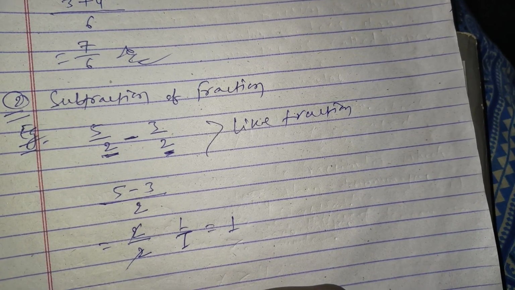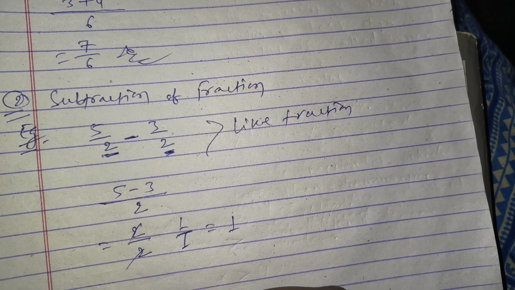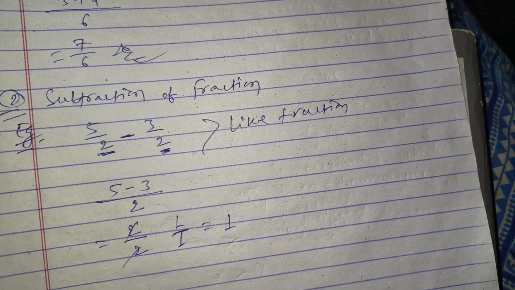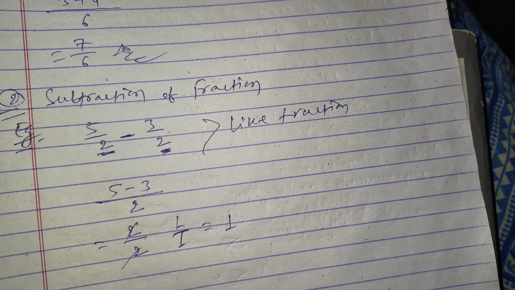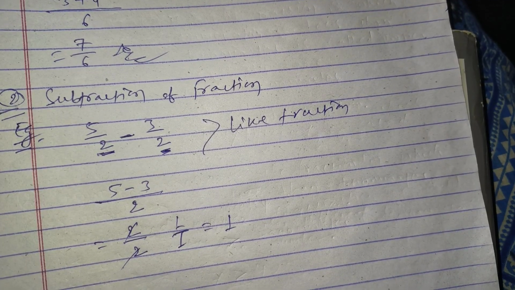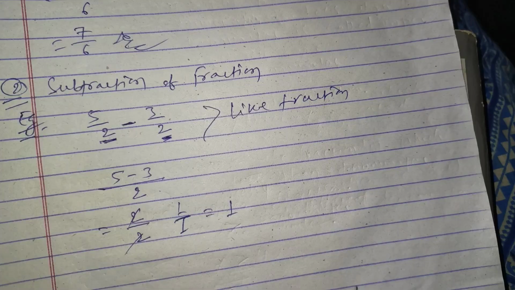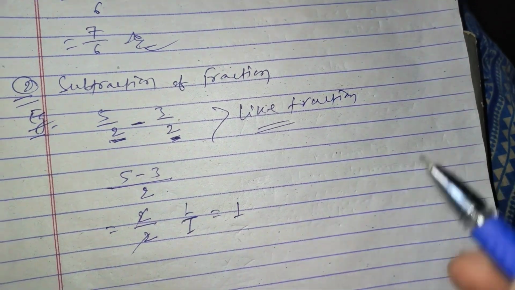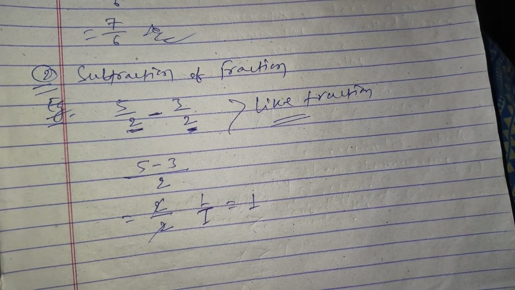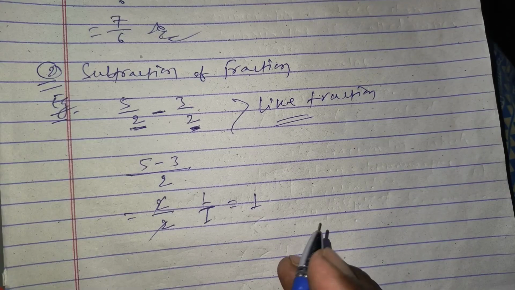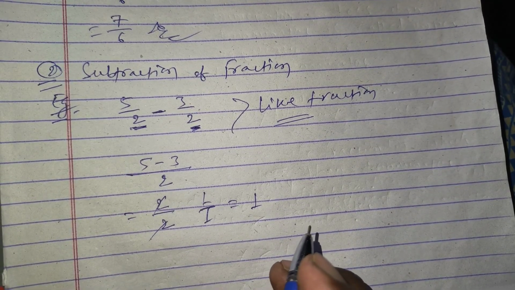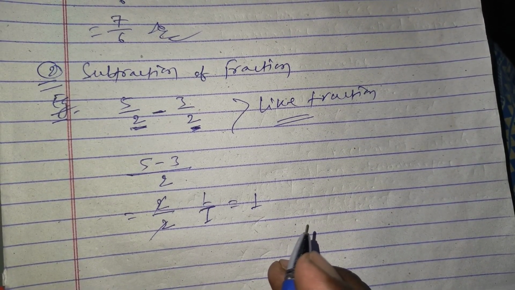In this way you can do subtraction of fractions. In subtraction, just subtract, and in addition, just add, right? So there are also two methods: one is like fractions, and the other is unlike fractions. How to subtract unlike fractions? Let's take an example of unlike fraction subtraction.